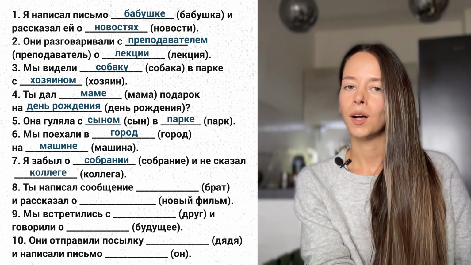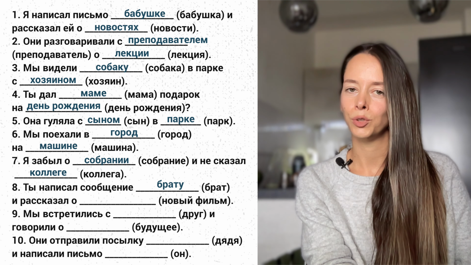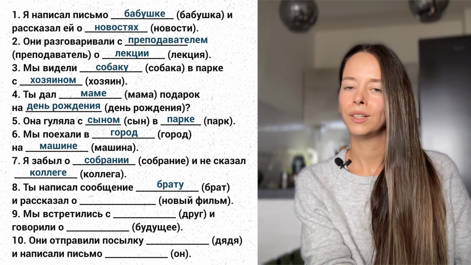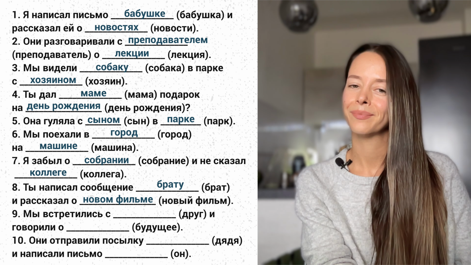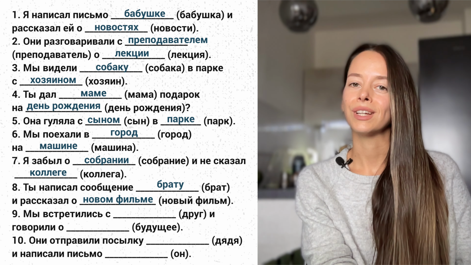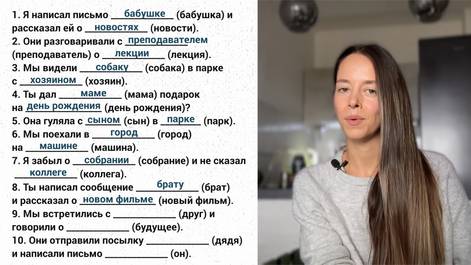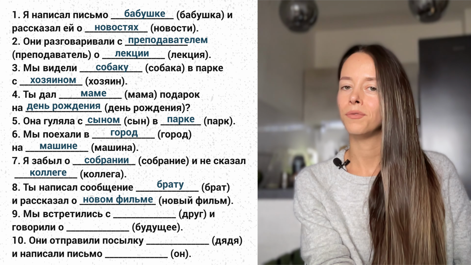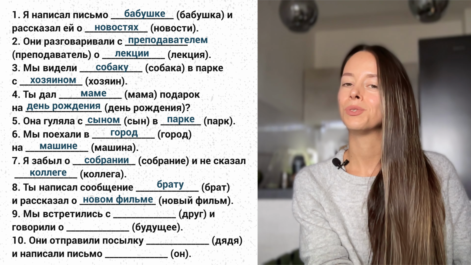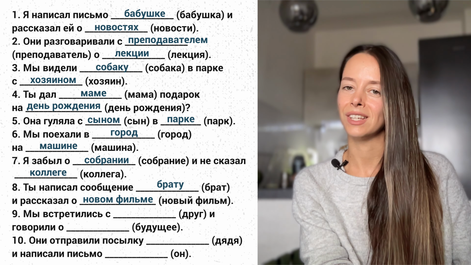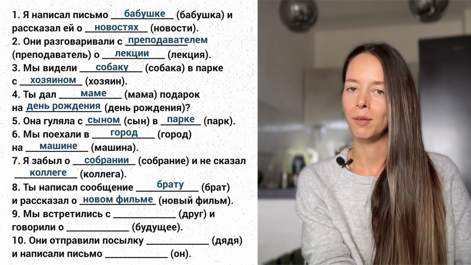Ты написал сообщение брату и рассказал о новом фильме. Ты написал сообщение брату и рассказал о новом фильме. Брат is in the dative case because it's the recipient of an action. Брату. Новый фильм is in the prepositional because we use it after the preposition о. So here we have also an adjective. You can see how adjectives decline in the prepositional case. Новый фильм becomes о новом фильме.